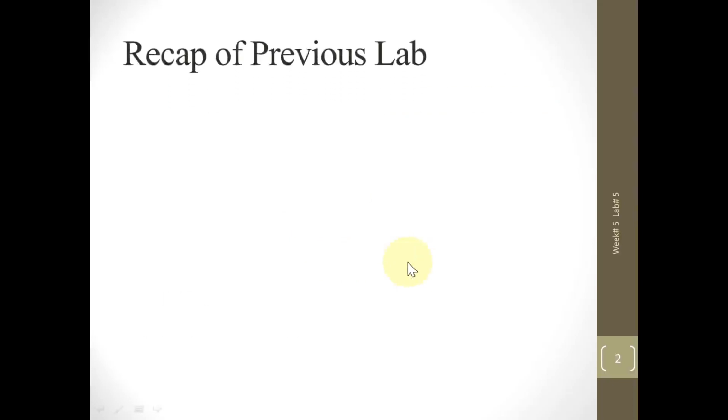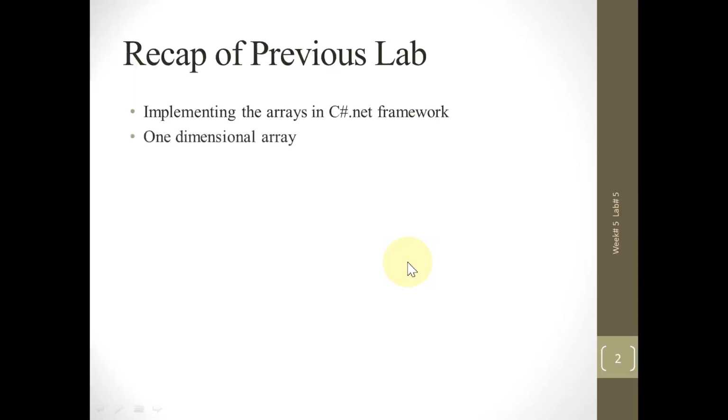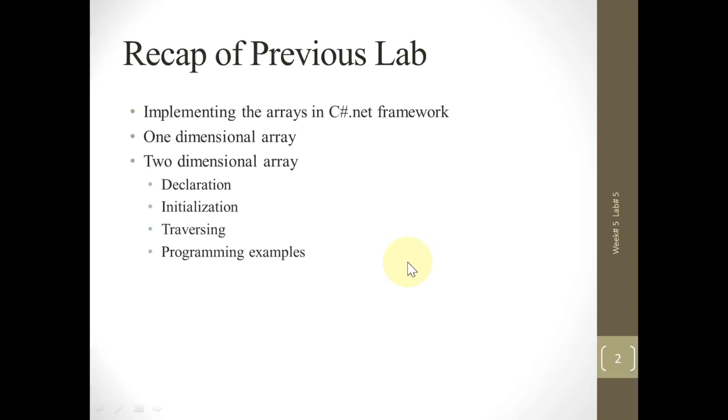In our previous lecture we learned a few topics, which include the implementation of an array in the C#.NET framework. First, we learned about one-dimensional array. Secondly, we learned about two-dimensional array and multi-dimensional array, which include the declaration, initialization, and how to traverse all these arrays, that is one-dimensional array and two-dimensional array. We have also solved a few examples within C#.